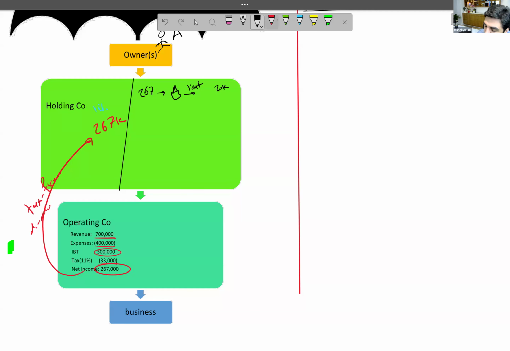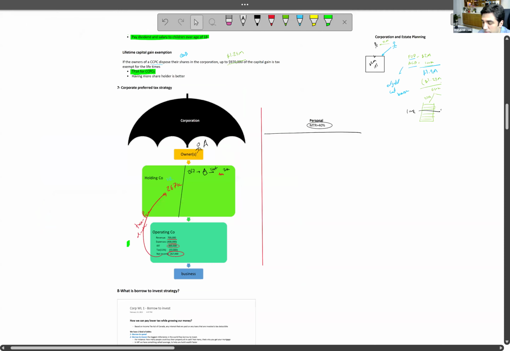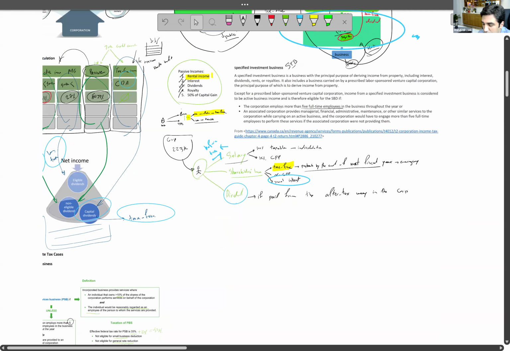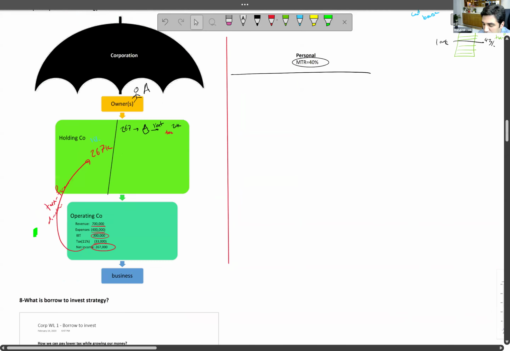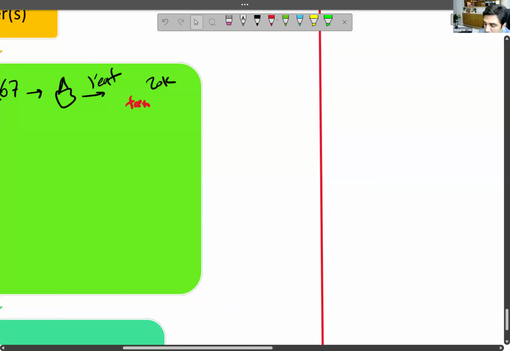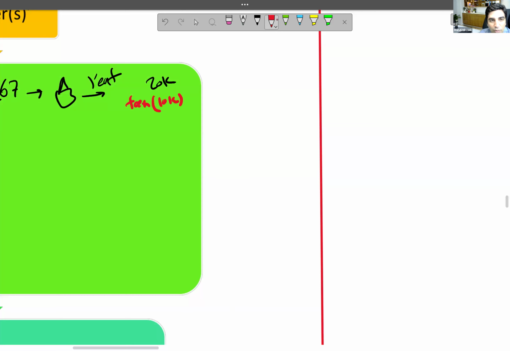So how much tax he should pay? Do you remember the passive income tax? In the corporation, rent was a passive income inside the corporation. So if you check that one here, passive income in the corporation is at 50 something. 50% tax. So he has to pay $10,000 tax. Okay. Now, how much is the remainder?